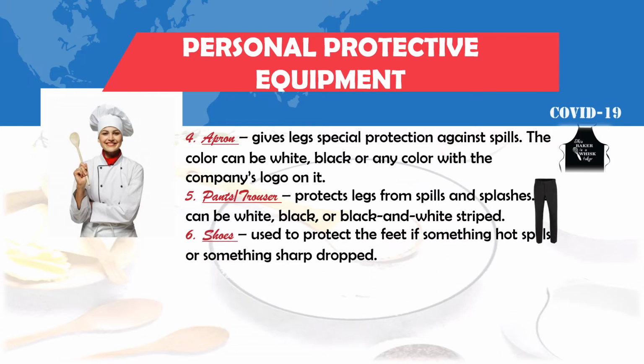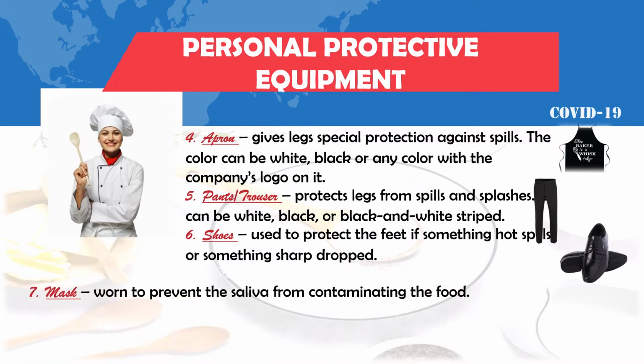Number 6 is the shoes. Shoes are used to protect the feet if something hot spills or something sharp is dropped. Number 7, the mask. The mask is very important, especially nowadays. A mask is worn to prevent saliva from contaminating the food.